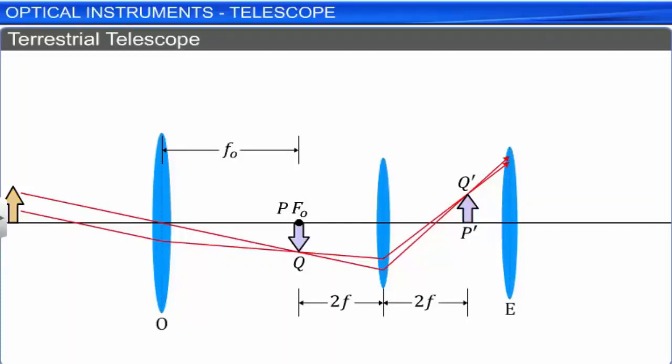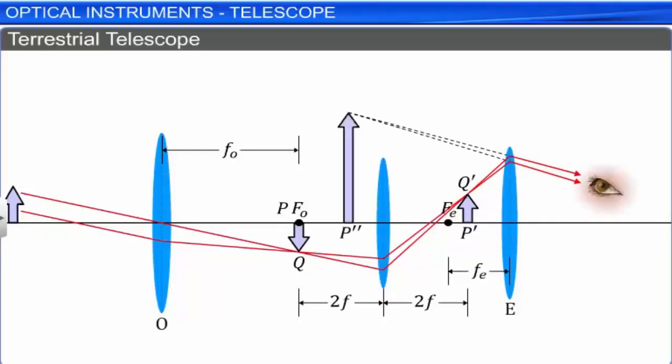The image P' acts as an object to the eyepiece. If the object distance with respect to the eyepiece is less than its focal length, then a virtual image P'', Q'' is formed. The final image is erect and magnified since it creates a larger visual angle at the eye. We can adjust the position of the eyepiece such that P'', Q'' is formed on the focal plane of the eyepiece. Then, the final image will be formed at infinity, and the telescope is said to be set for normal adjustment.